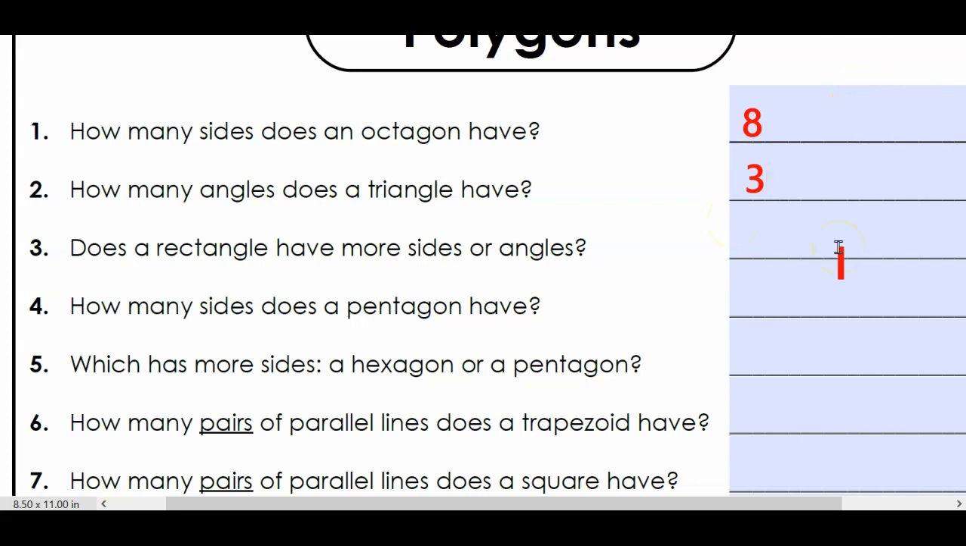Does a rectangle have more sides or angles? No. We just covered this just now. No. Okay? They have the same number, right? Same number of angles and same number of sides. Okay, so how many sides does a pentagon have? 5, good. Who has more sides, a hexagon or a pentagon? Hexagon. Hexagon has how many? 6. A pentagon has 5. So a hexagon.